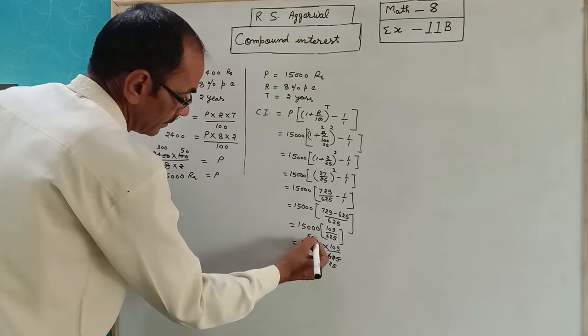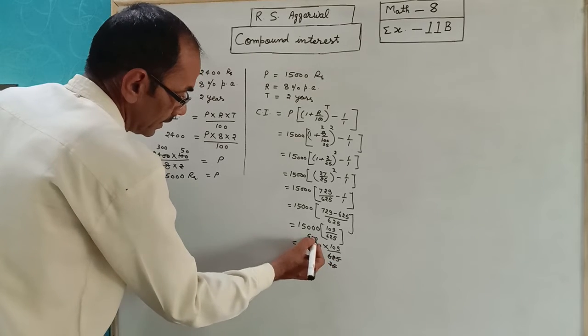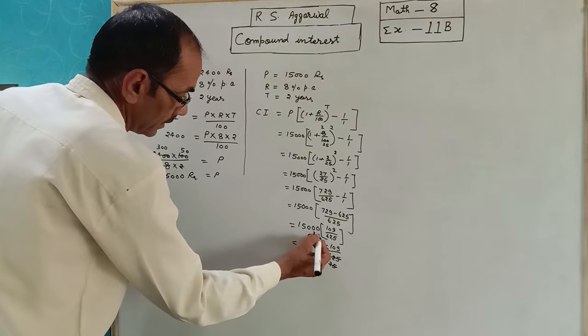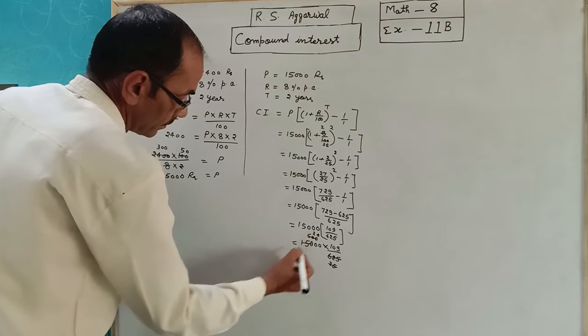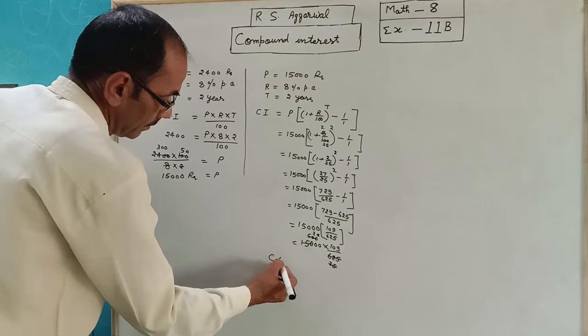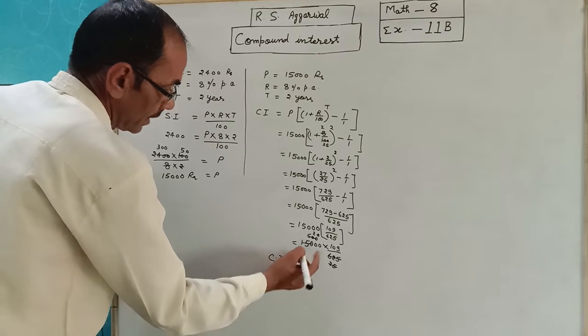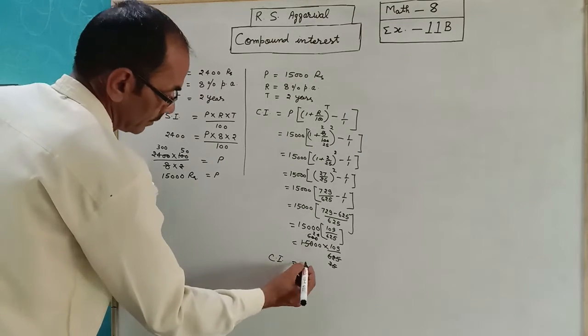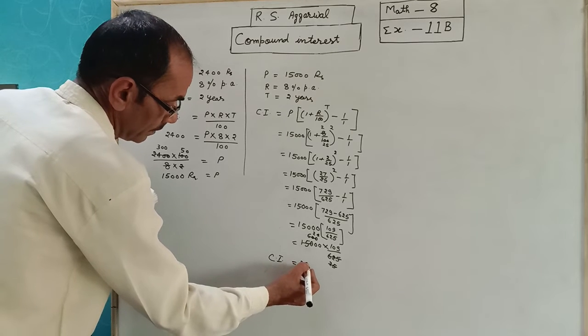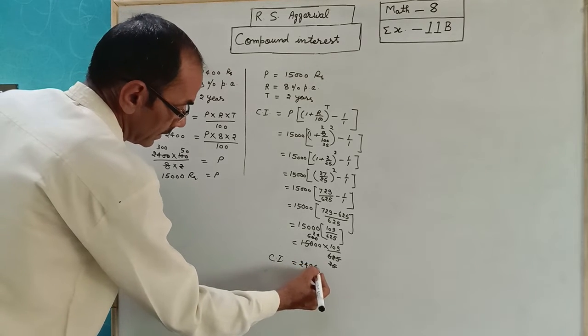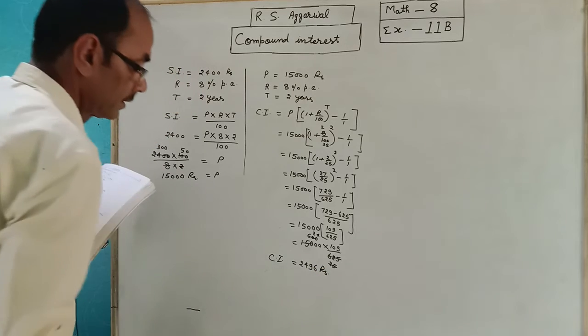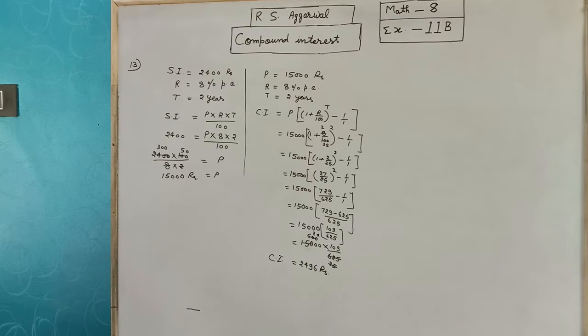25 6 ja, 25 2 ja, 24. CI will be after multiply of 109 and 24, 96 rupees will be CI compound interest according to question. Question number 13 is complete.